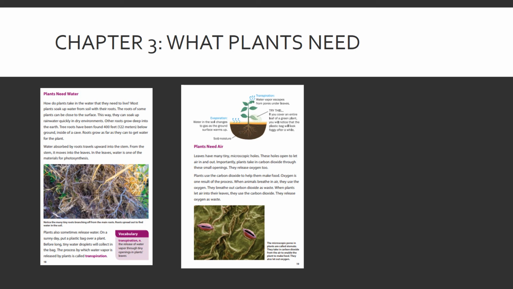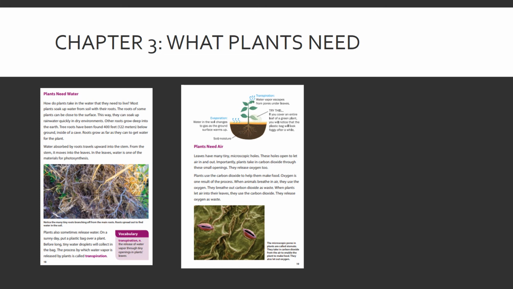transpiration occurring. Plants need air. Leaves have many tiny microscopic holes. These holes open to let air in and out. Importantly, plants take in carbon dioxide through these small openings. They release oxygen too. Plants use the carbon dioxide to help them make food. Oxygen is one result of the process.